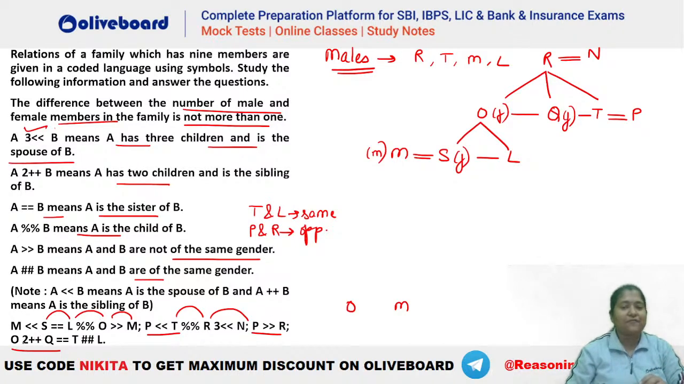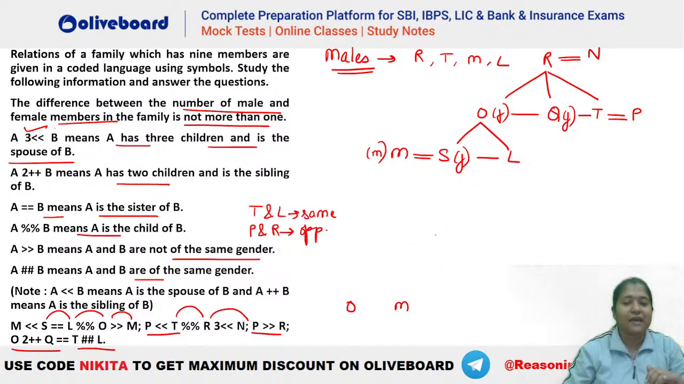Anything else that we are left with? O2 plus Q, that is done. Q equal to T, that is also done. T hash L, that is also done, right? So this is all that is given here. Okay. So now we know that T and L are of the same gender here. Okay. So let's see what are the possibilities.